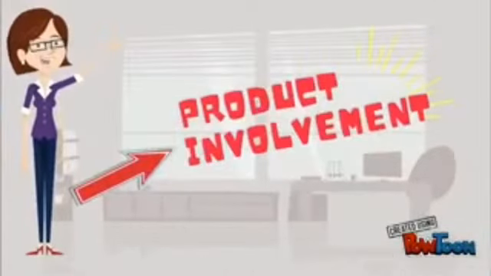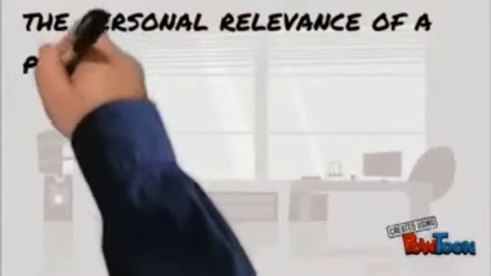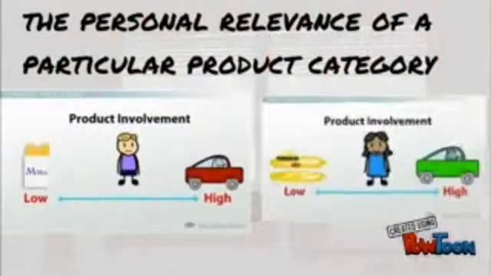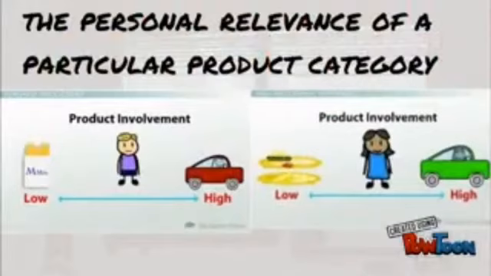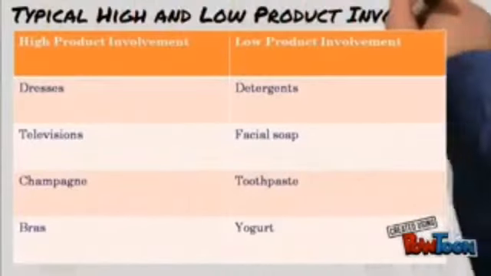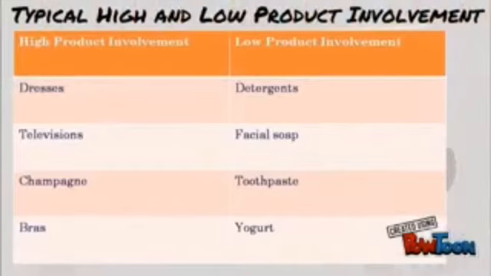Involvement can mean different things to different people. Product involvement means the personal relevance of a particular product category. Here are some typical high and low product involvement. High product involvement includes dresses, television, champagne, and bras, while low product involvement includes detergent, facial soap, toothpaste, and yogurt.